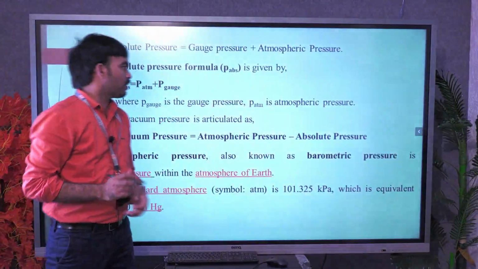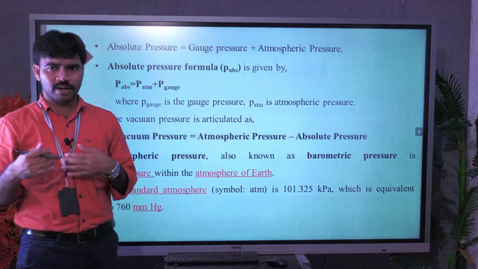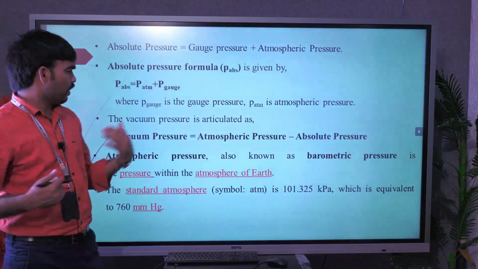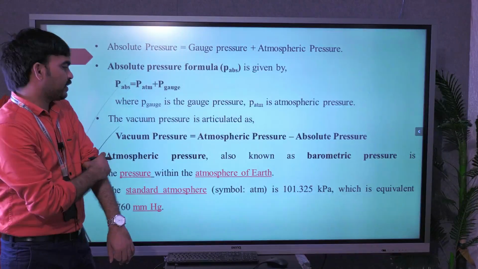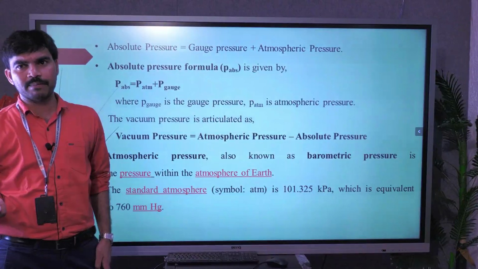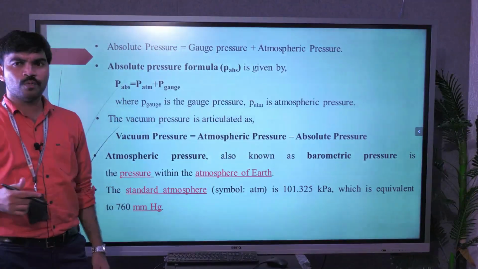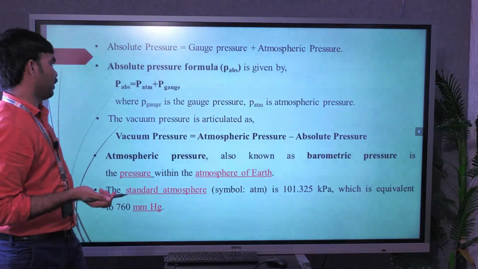So in your problems, while solving numerical problems, they will not provide you the atmospheric pressure in some cases. Then you have to assume 760 mm of mercury to calculate the atmospheric pressure, or directly you can take it as 101.325 kilopascals or 1 bar.